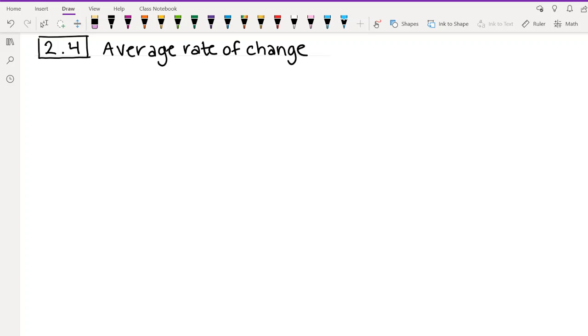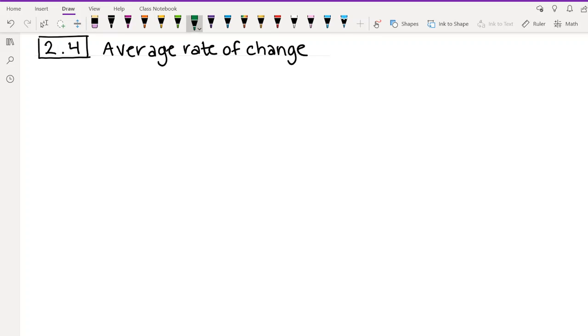Hi everyone. So in this video, we're going to talk about finding the average rate of change of a function. We're going to start off by just talking about the concept of average rate of change without really using function notation or saying the word function. But once we've built up a little bit more intuition about what average rate of change means, then we'll move to talking about how it works for a function.